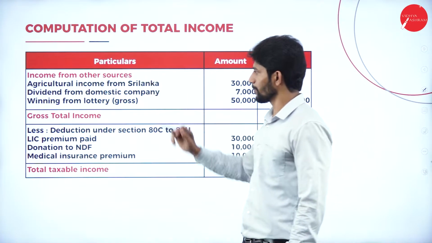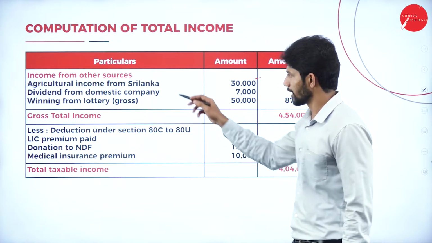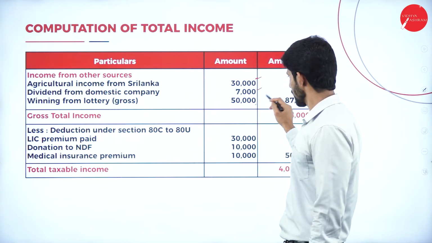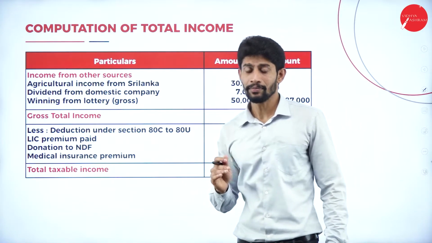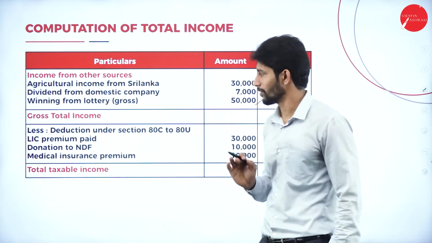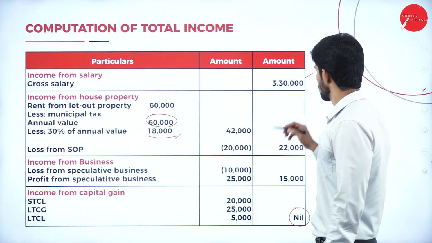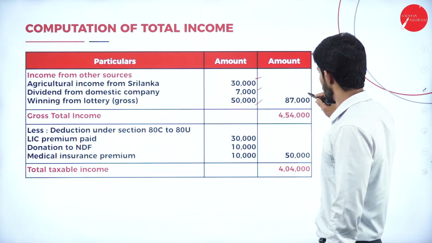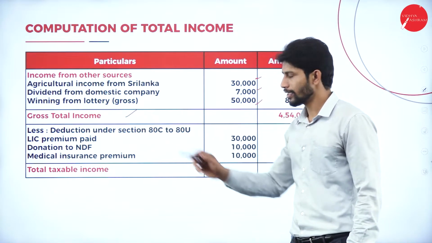Next, income from other sources. Agricultural income from Sri Lanka 30,000. Dividend from domestic company rupees 7,000. Winning from lottery 50,000. See, in case the agricultural income is earned in India, then it is exempted. From another country it is taxable. So outer column 87,000. Total the outer column here: 3 lakh 30, 22, 15 and 87. You will get 4 lakh 54,000 gross total income.